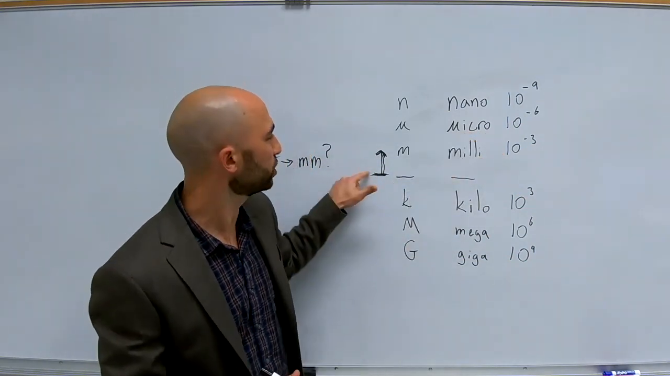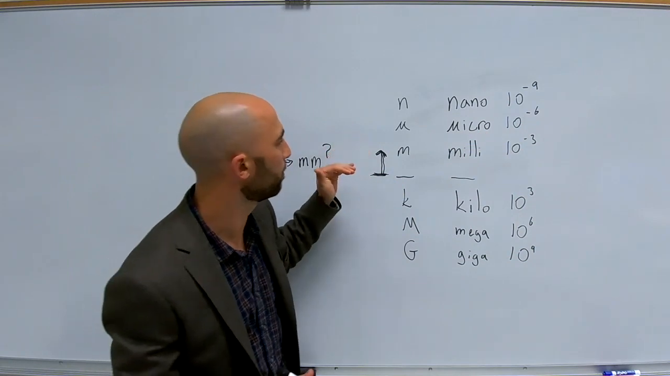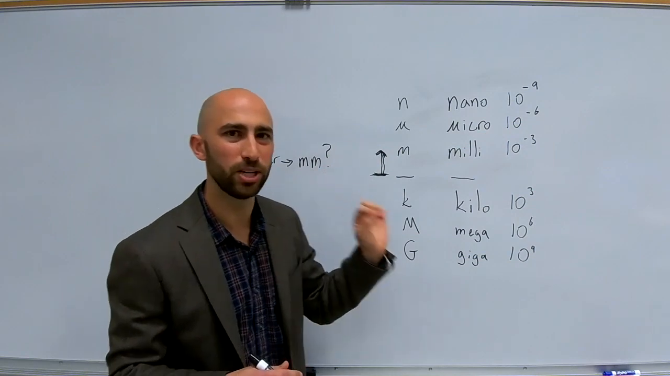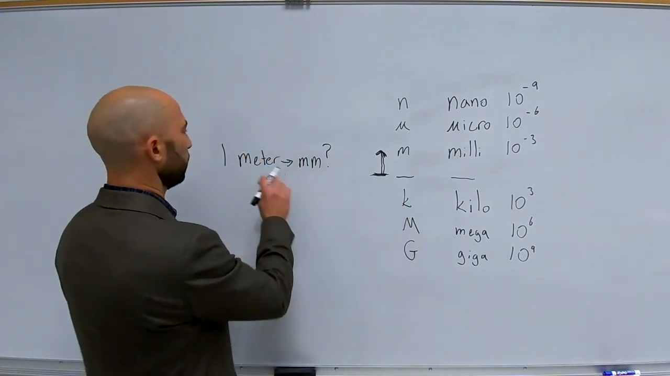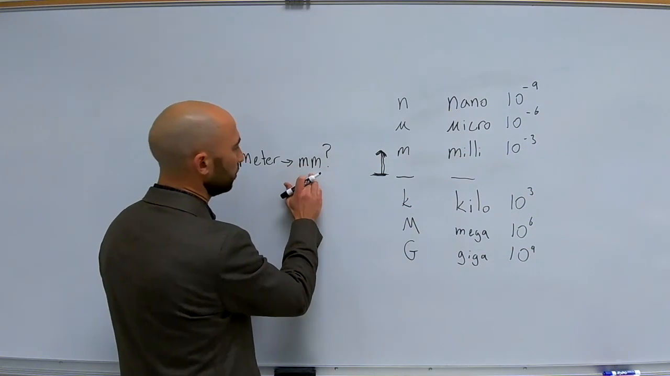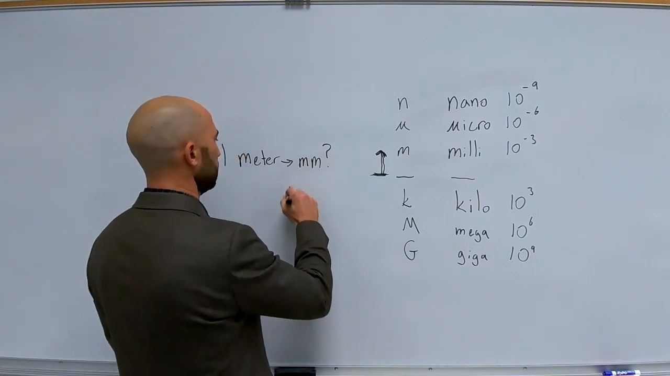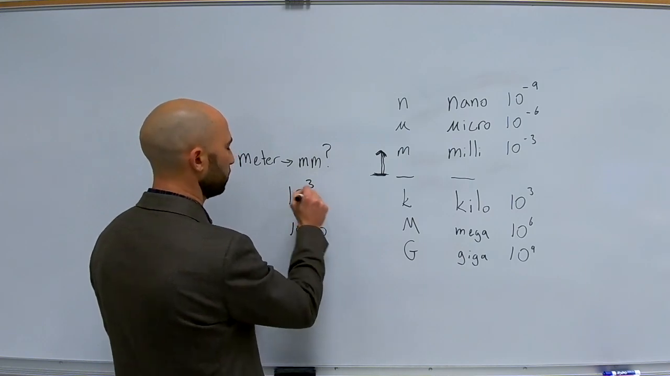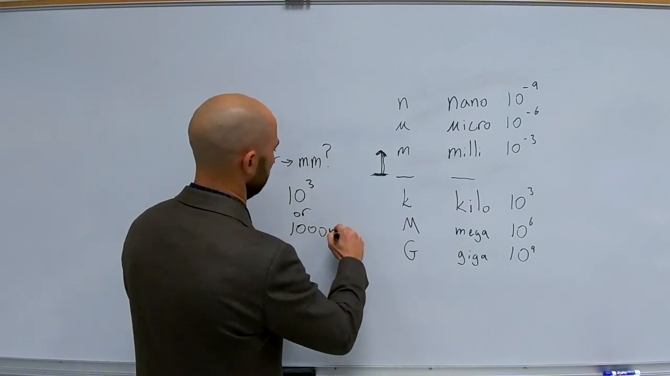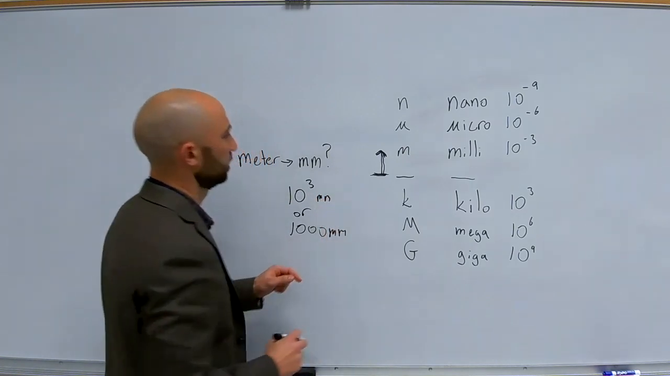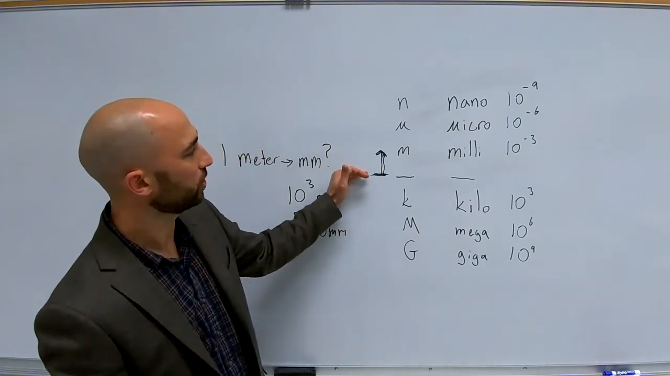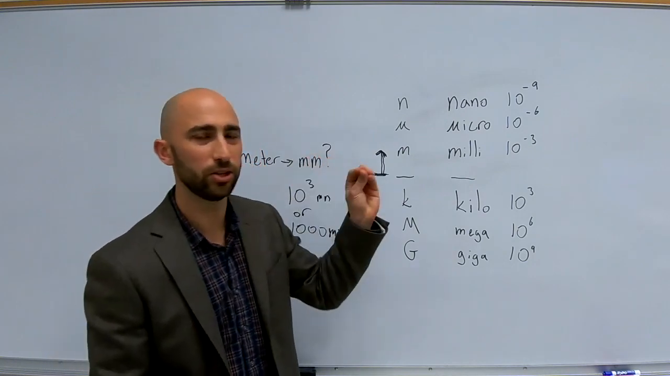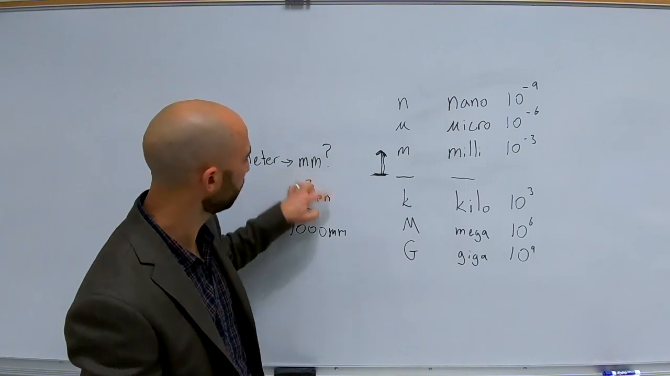Then you need to think, okay, what direction am I going? If I'm going from the base unit up, I'm going to increase my total number by 3 orders of magnitude. So if I go from 1 meter to millimeters, I'm going to get 10 to the third, or 1,000, which is 3 orders of magnitude, millimeters. That's the way you want to look at it. If I go from the base unit in the up direction, I'm increasing, so I'm going to get a whole bunch of them.